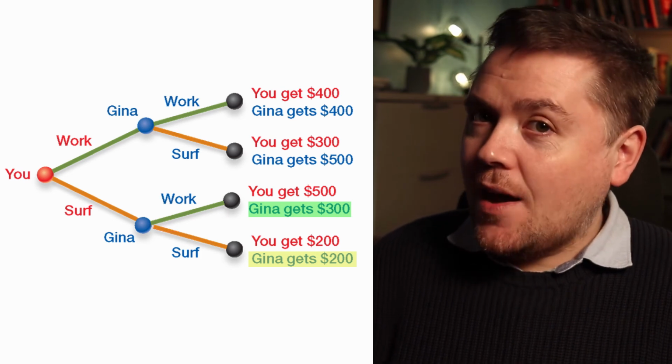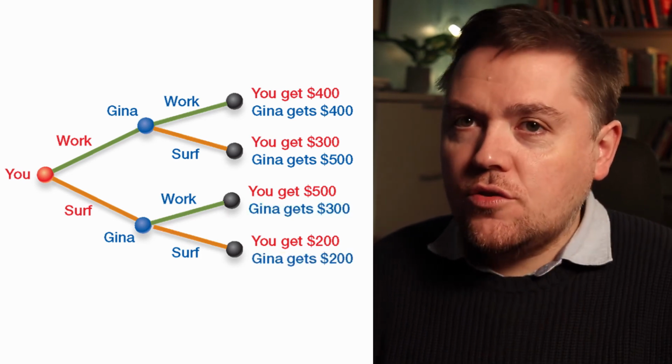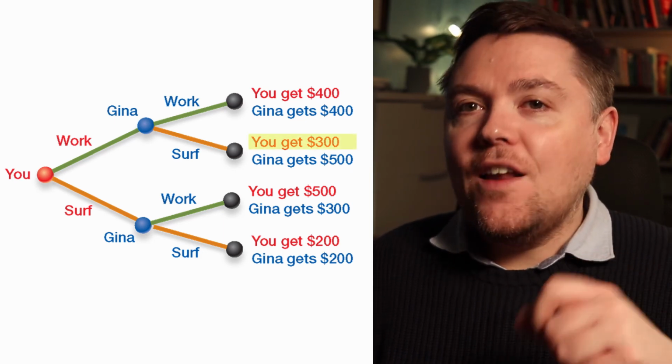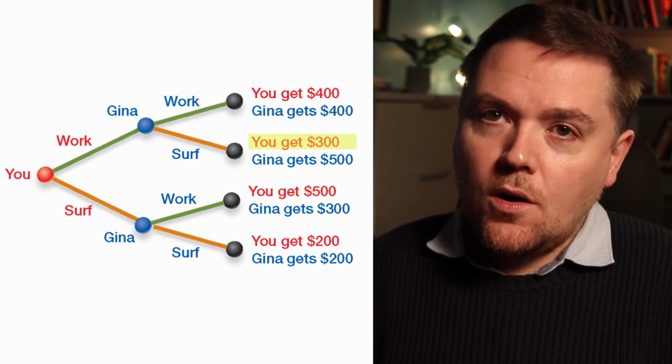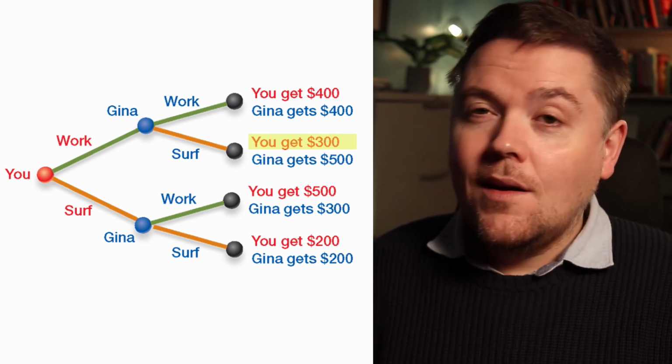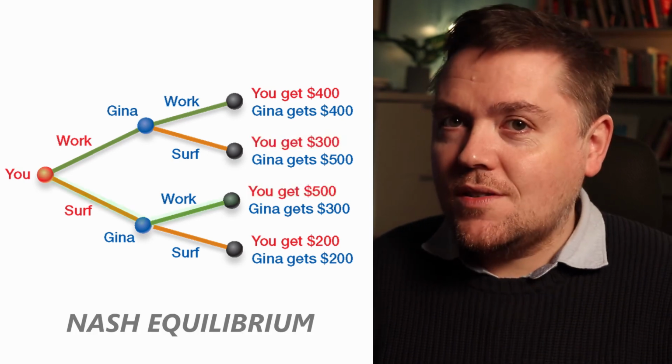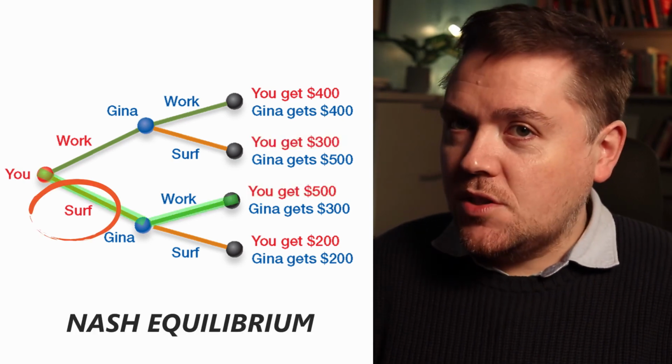Now, working backwards, you know that if you choose to work, Gina will choose to surf and your payoff will be 300. And if you surf, you know Gina will choose to work and your payoff will be 500. Your choice therefore is simple, and the Nash equilibrium will be where you choose to surf and Gina has no other option but to choose to work.